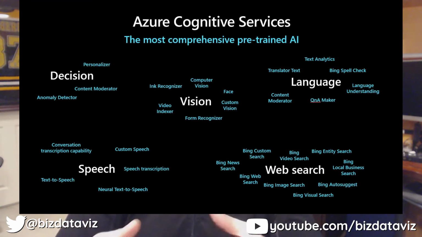Azure offers the most comprehensive set of capabilities of any cloud provider. And at this point, there are so many capabilities within the cognitive services APIs, it's too many to list in this video. But I want to show you a complete picture of what we're offering today that are in GA. And of course, there are many others in various stages of public and private preview.